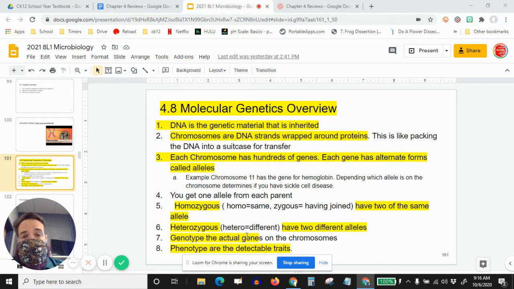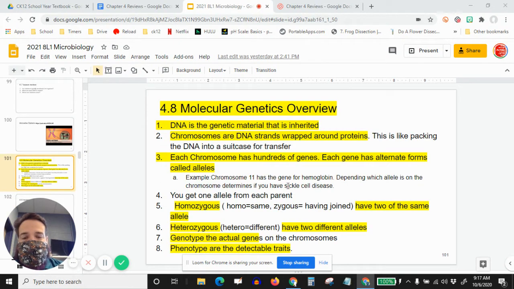Genotypes are your genes. So just remember geno and genes. And then phenotype starts with PH, so think of the word physical. So phenotype is the physical expression of the genes.